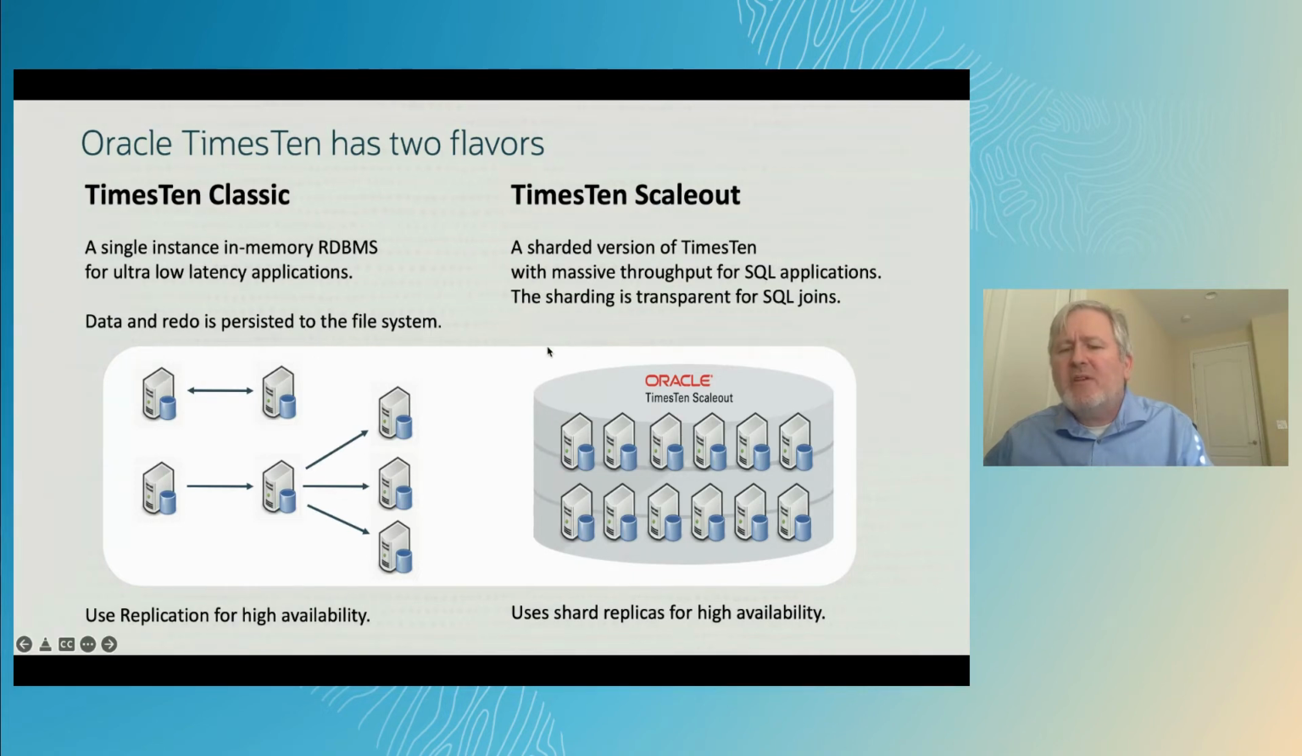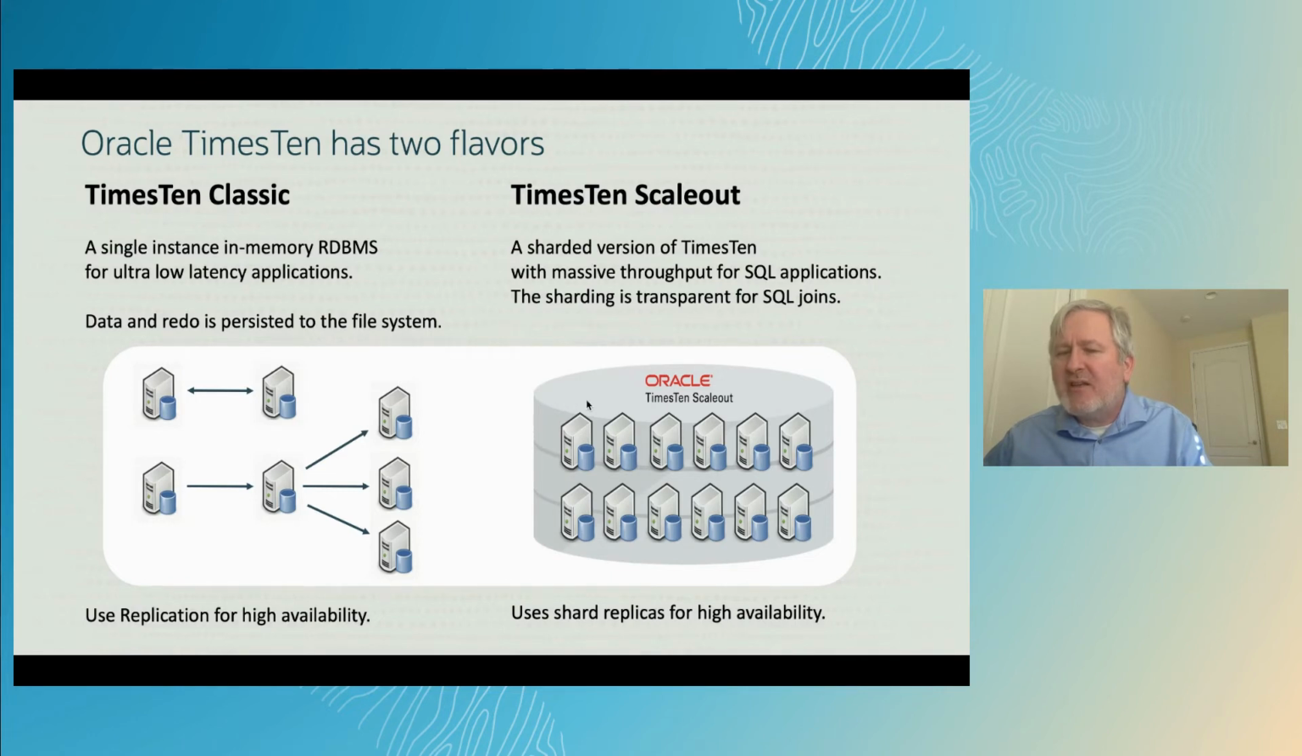Now, if you want to go really fast, have really high throughput, there's another version of TimesTen called TimesTen Scaleout. So it has all these attributes, but it's a sharded or clustered version of TimesTen. In this case, we've got 6 shards and 2 copies of each shard. So we've got a single database with many instances, all acting and looking like a single database.